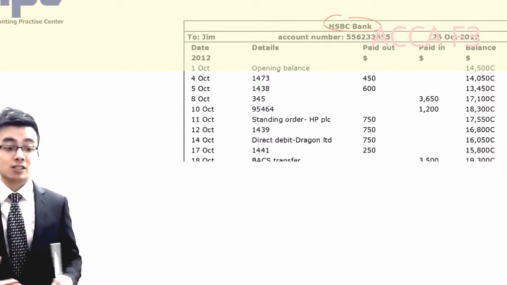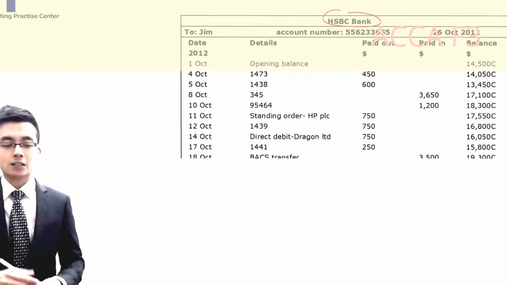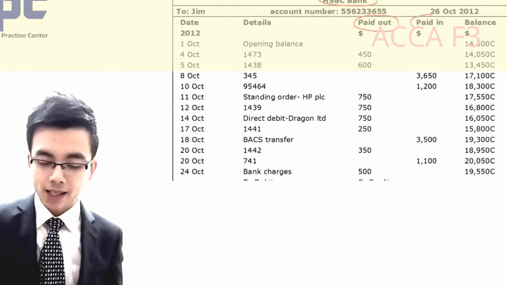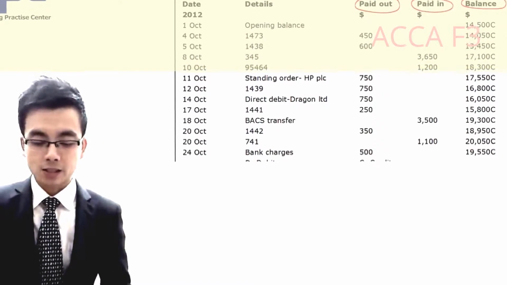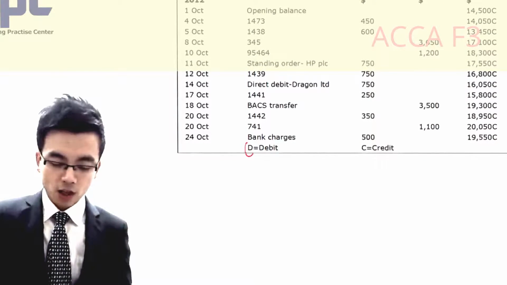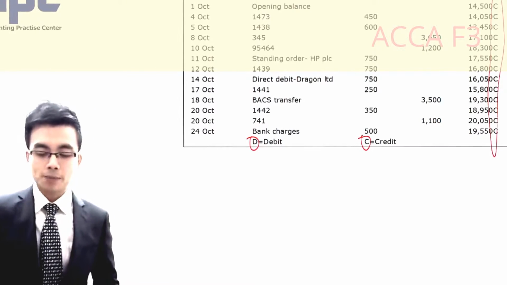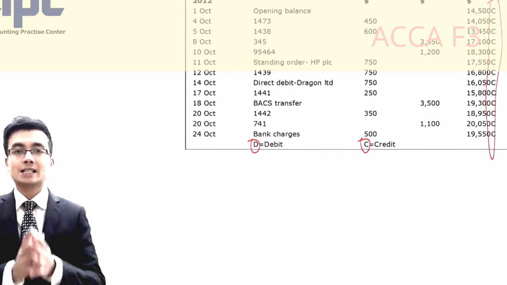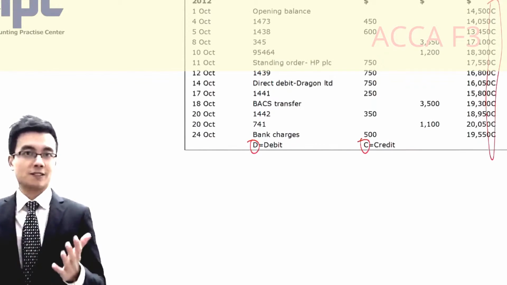As you can see, the HSBC Bank to Jim, account number, the date, and also we've got pay out from your bank account and pay into your bank account so that it will update your balances. So as you can see, we have got the debit as well as the credit sides here for the bank balances. So the bank statement is the statement of financial position from the bank's perspective, for example.